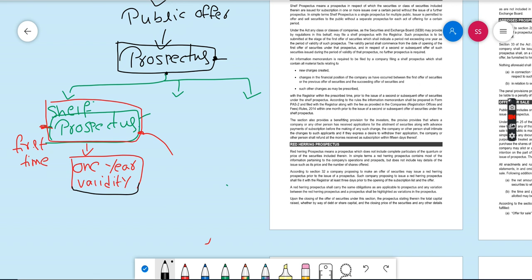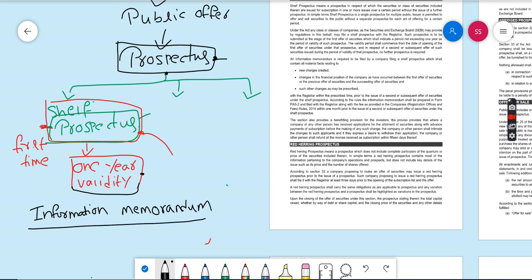But what if there are any changes during this 1 year? So that's why they will prepare something called an information memorandum. This information memorandum contains the details if there are any changes during the year.